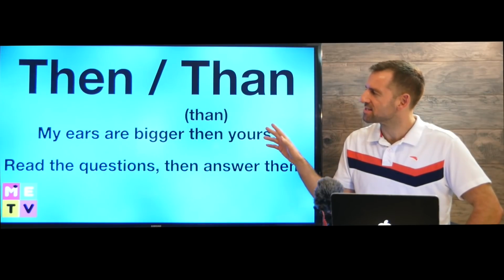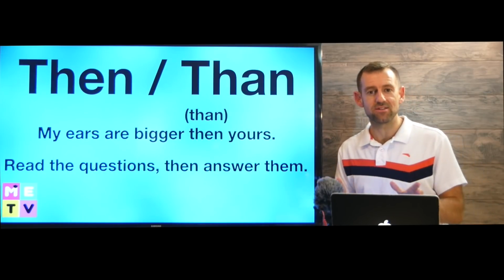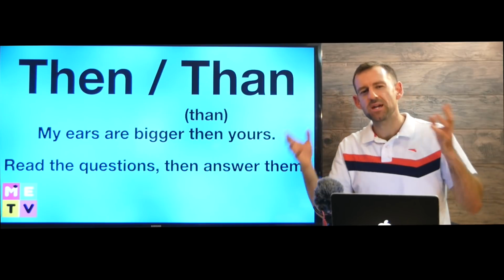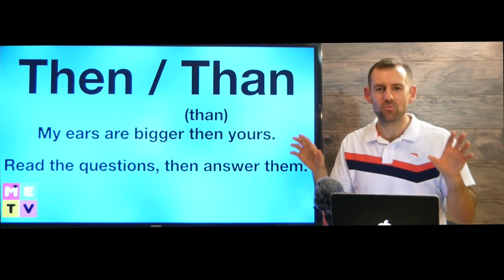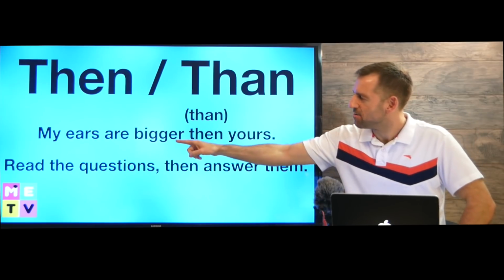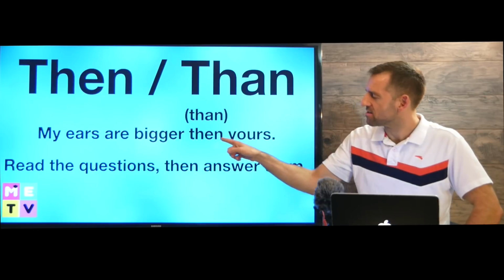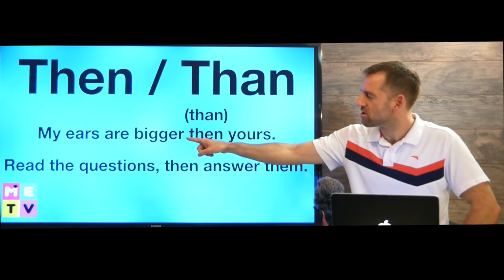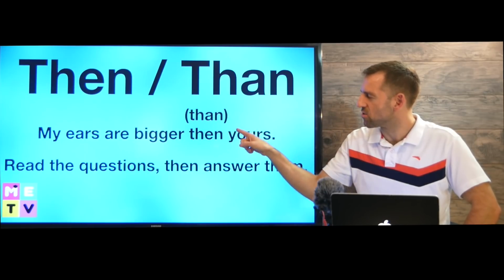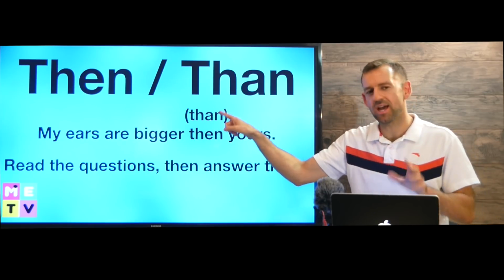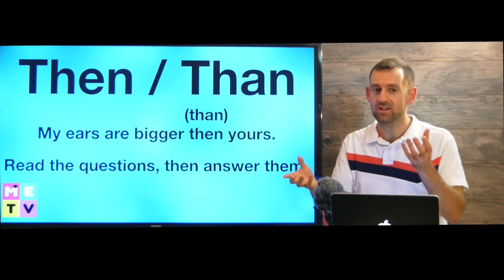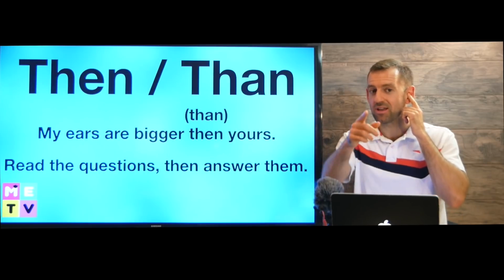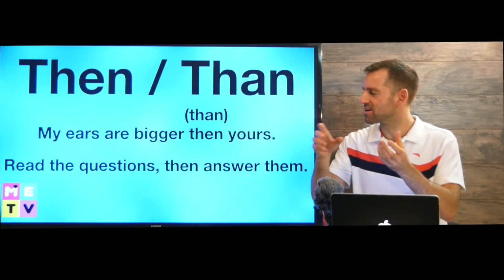Okay, so one mistake that a lot of native English speakers make is they get these two words mixed up. They're two different words. Look at this. "My ears are bigger then yours." That's wrong. It should be "my ears are bigger than yours." We need to use the word "than" when we're comparing two things. So here we're comparing my ears and your ears. So we need the word "than."